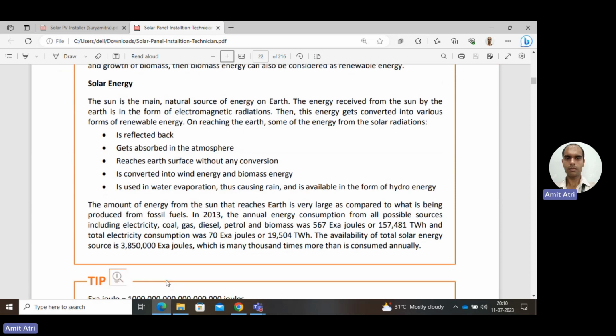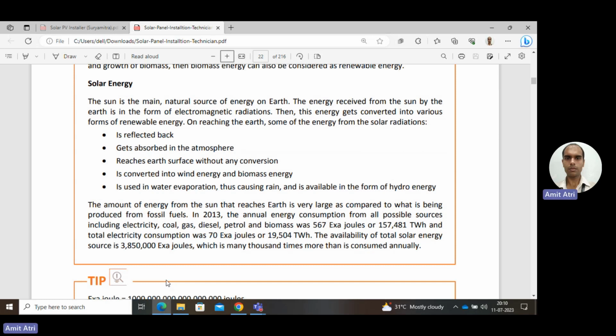Now coming to solar energy. Solar energy basically comes from the sun, in the form of electromagnetic radiation. When this energy is converted into a different form of energy which we can utilize for our purposes, we can use it for heat, and we can use it for generating electricity.